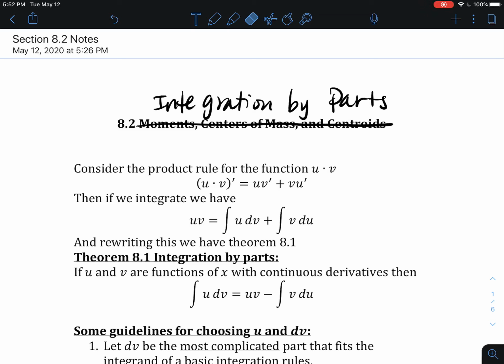Okay, we're going to do 8.2, integration by parts. Sorry, I didn't realize I hadn't fixed that.